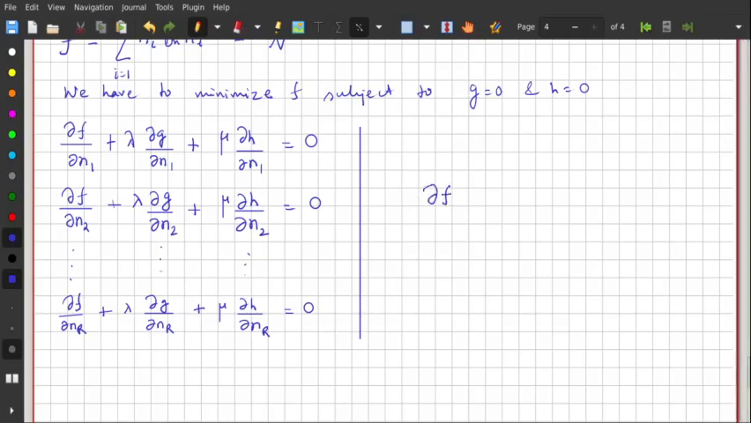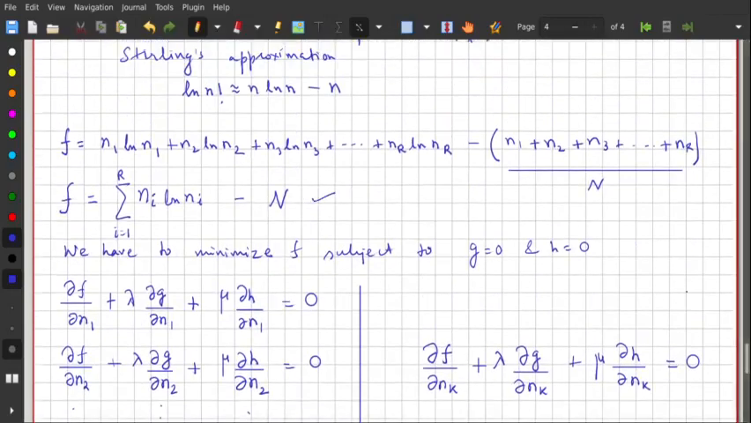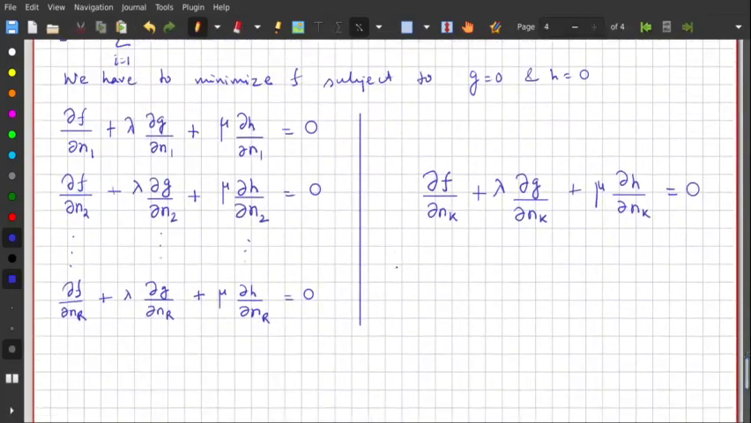So you can write this as partial f partial n sub k plus lambda times partial g partial n sub k plus mu times partial h partial n sub k equals 0. Okay, so now if we use the individual values for f, g and h, let's compute each of these derivatives. So let's compute partial f partial nk.